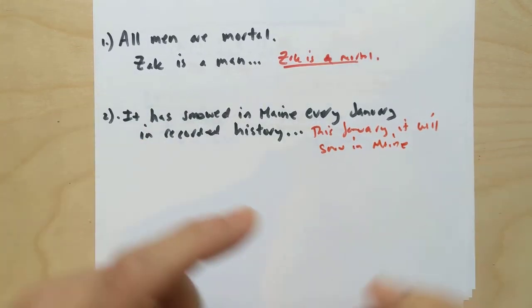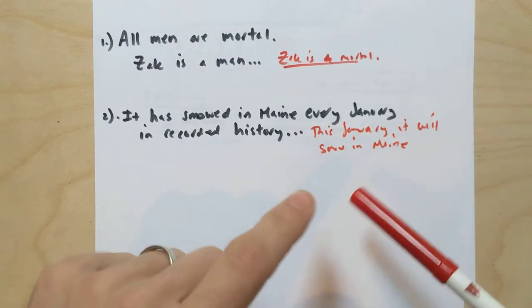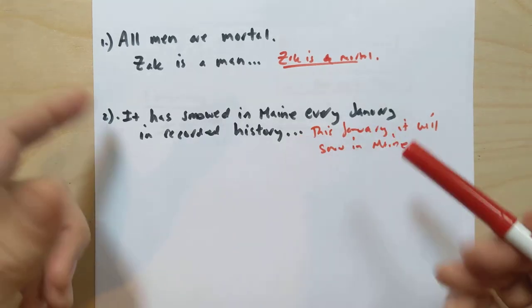It is currently, right now as I speak, it's still April, right? So January is a long way away. This is April 2020 and January 2021. It'll probably snow in Maine, right?